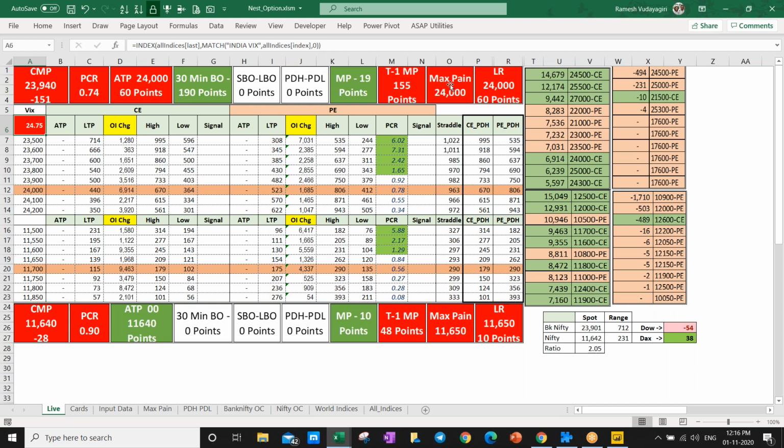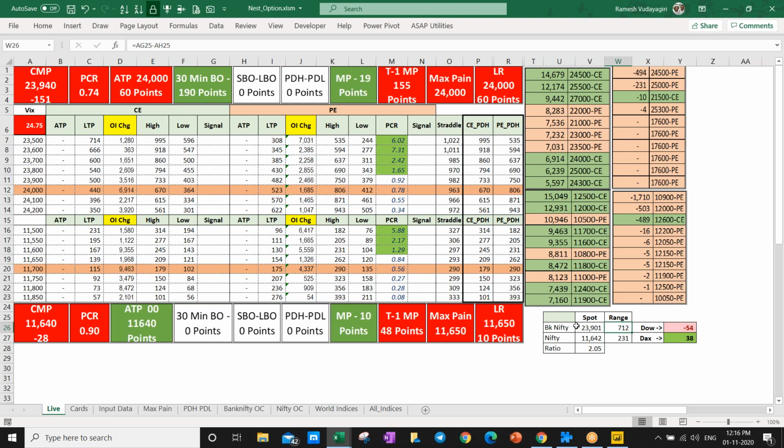The logic I told you for Bank Nifty, and here down the same thing is there for Nifty also. And the spot also gets updated every now and then, and the ratio and Dow Jones. What is the rate also during the market hours? You will not go to the website and see what's the futures.